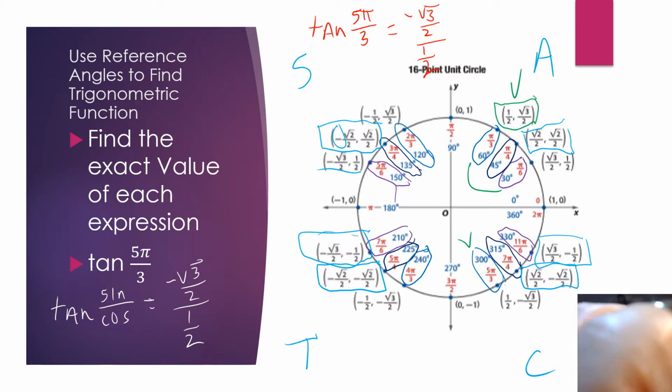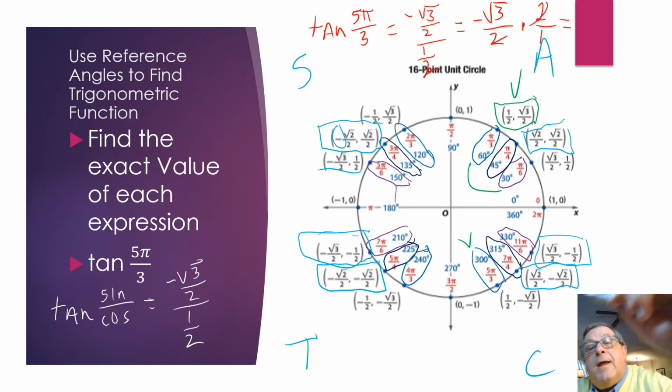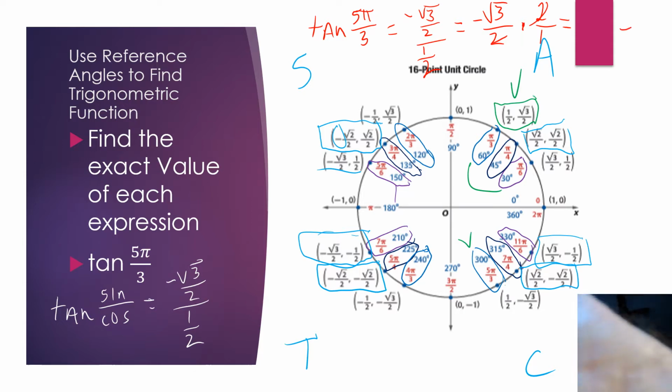Well, to solve that, I take negative square root of 3 over 2, and I multiply it by the reciprocal of the cosine, which is 2 over 1. And look, my 2's cancel. And so at 5 pi over 3, my tangent with a reference angle of pi over 3 is going to be just negative square root of 3.